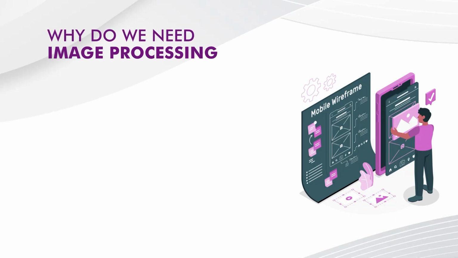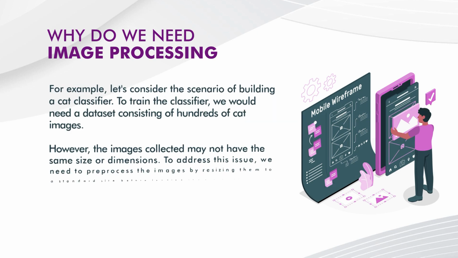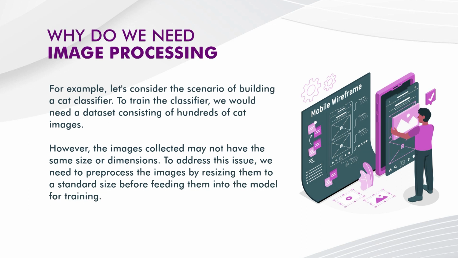Why do we need it? Raw data that we collect or generate often requires pre-processing before it can be effectively used in applications. These pre-processing involves analyzing the data and performing necessary transformations to make it suitable for further use. For example, let us consider the scenario of building a cat classifier. To train the classifier, we would need a data set consisting of hundreds of cat images.